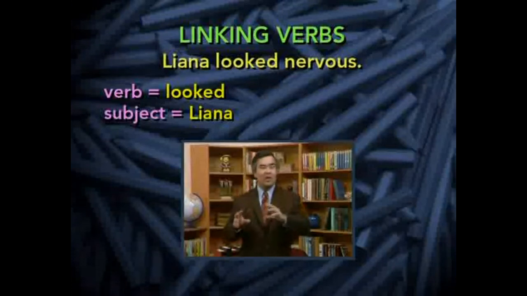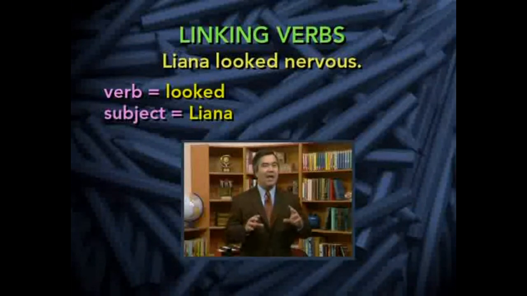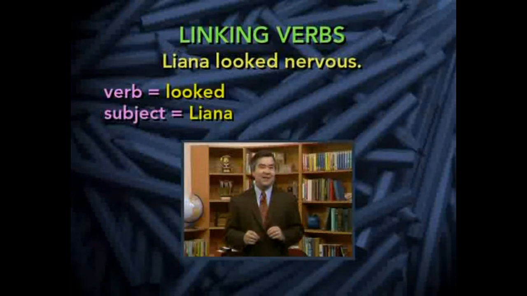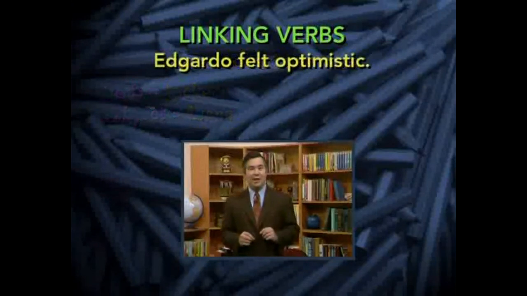So the verb looked is being used as a linking verb in a way that's similar to the way the verb to be is used. We're being told that Leanna and nervous are linked or equated in some way. And that's why looked is being used in this sentence as a linking verb. One more example.